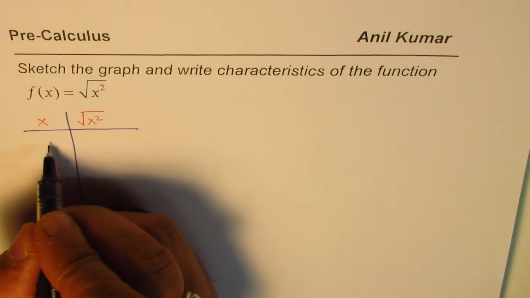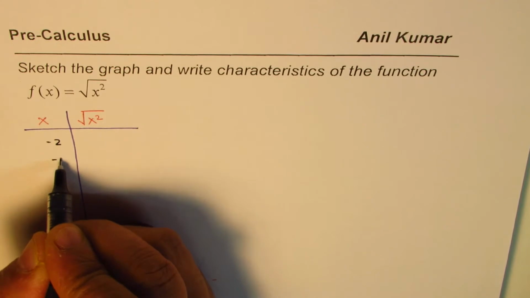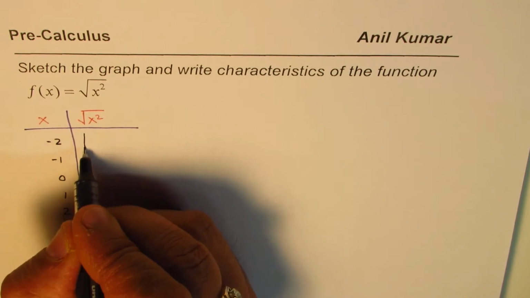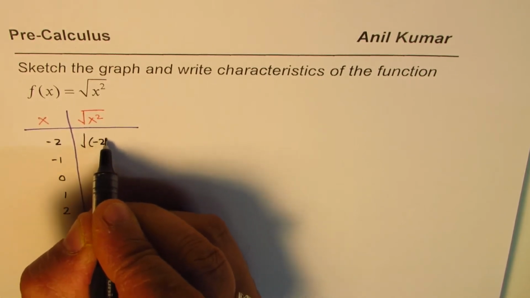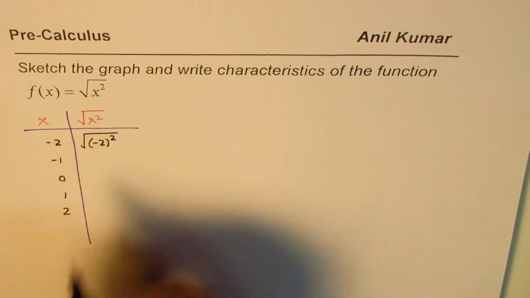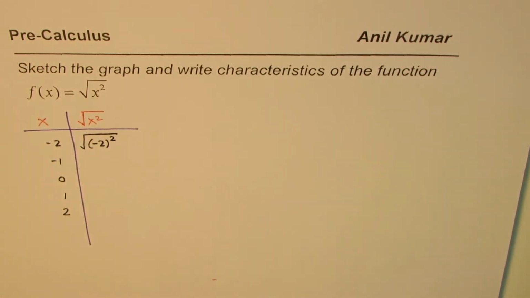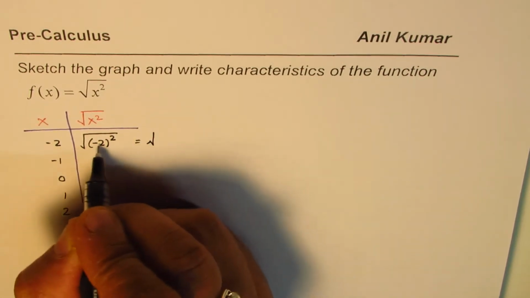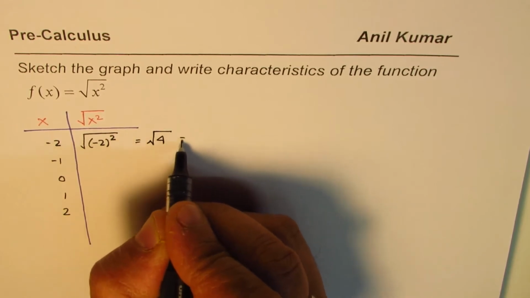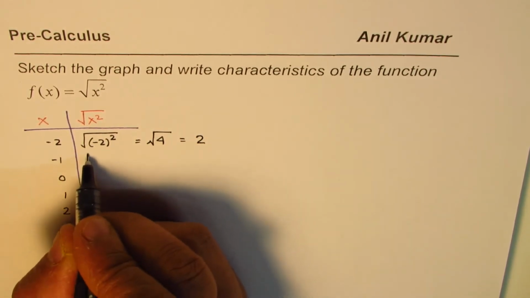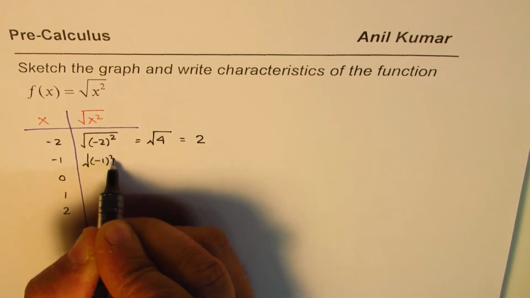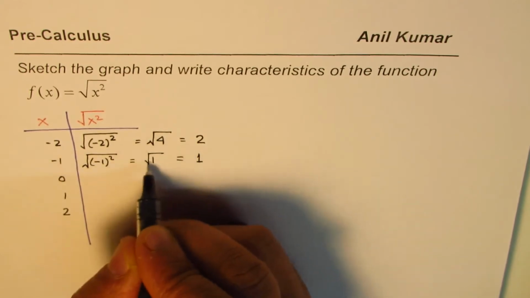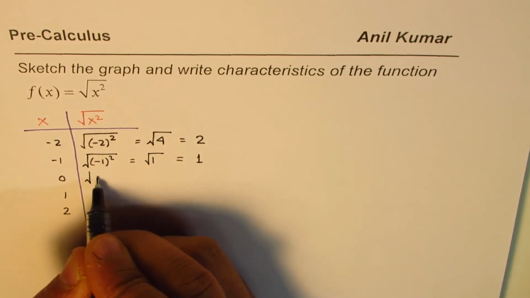So normally as we do, we'll take values as -2, -1, 0, 1 and 2 for x. Let me write and show the calculations, since there is a lot of confusion regarding this. So we have square root of (-2) whole square, that is equal to square root of 4, and that is equal to 2. For -1, it is square root of (-1) whole square, that is square root of 1, and that is 1. See, square root is always positive. That is important to understand, right?